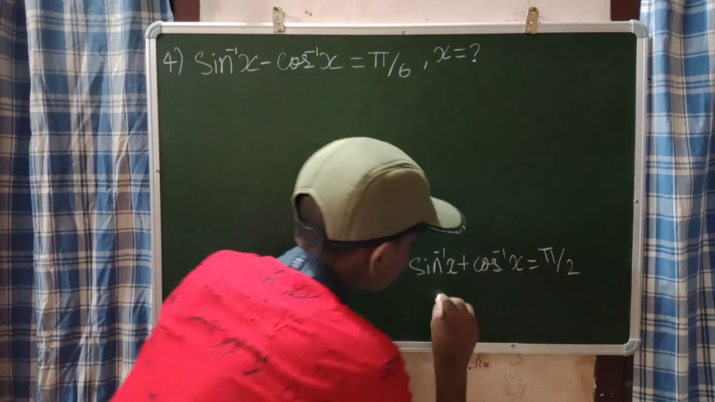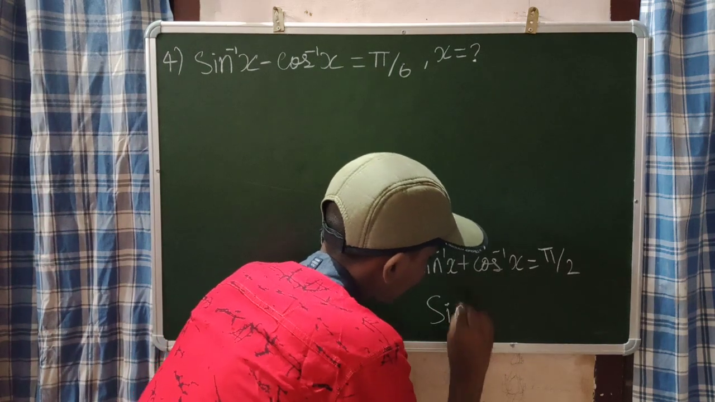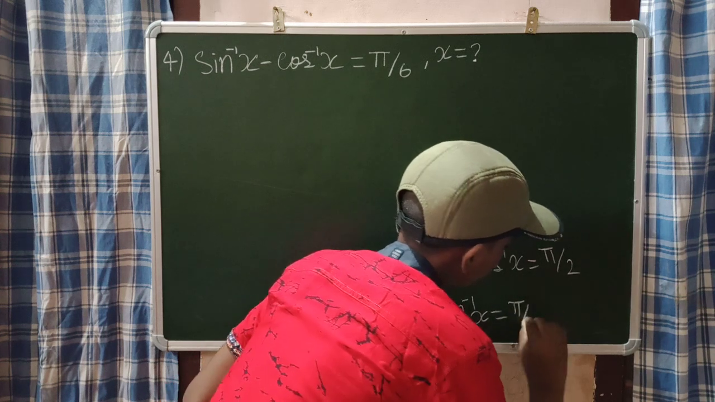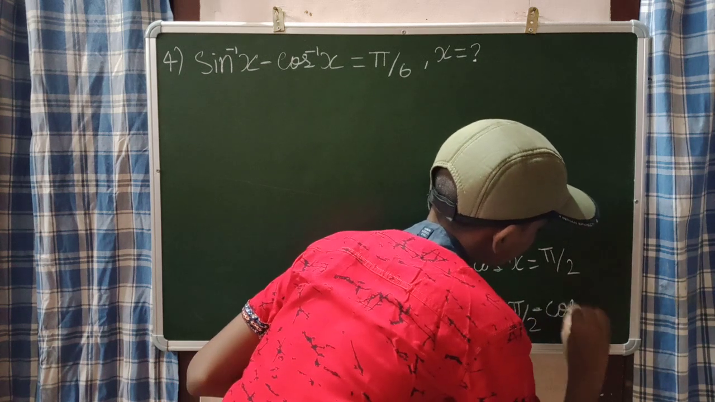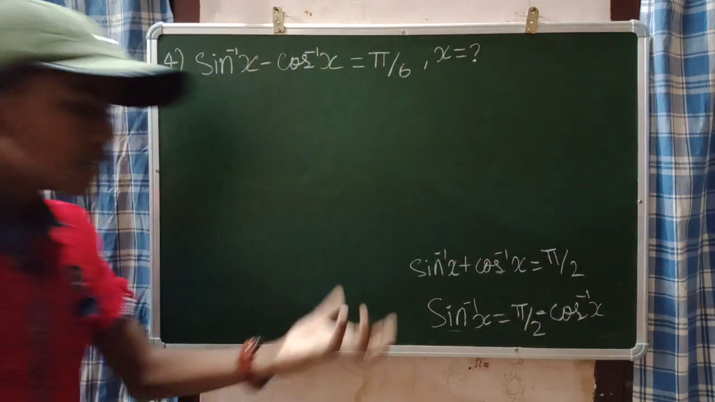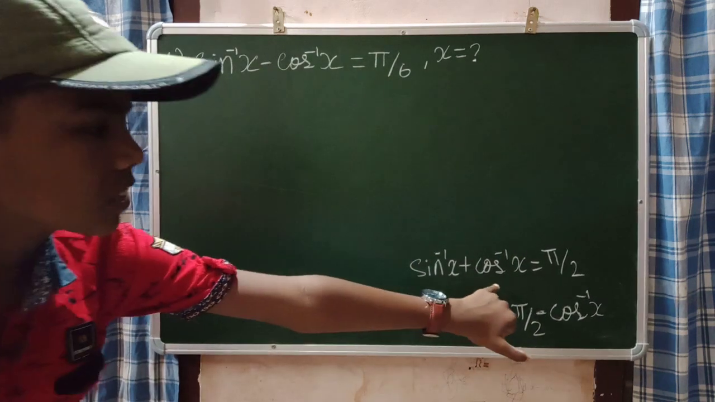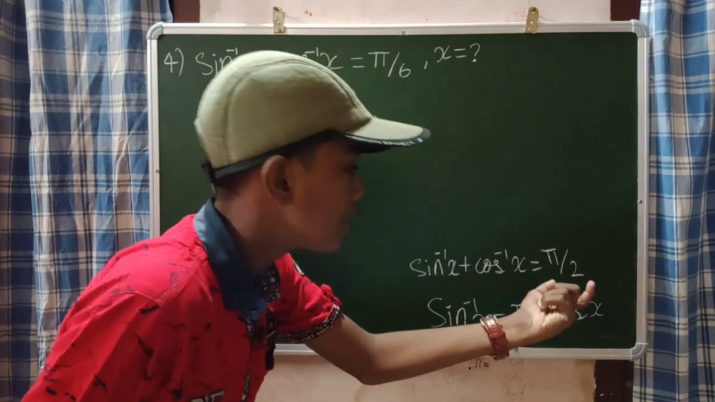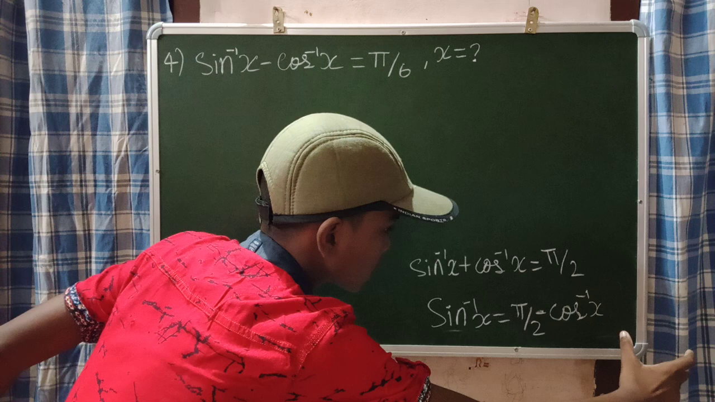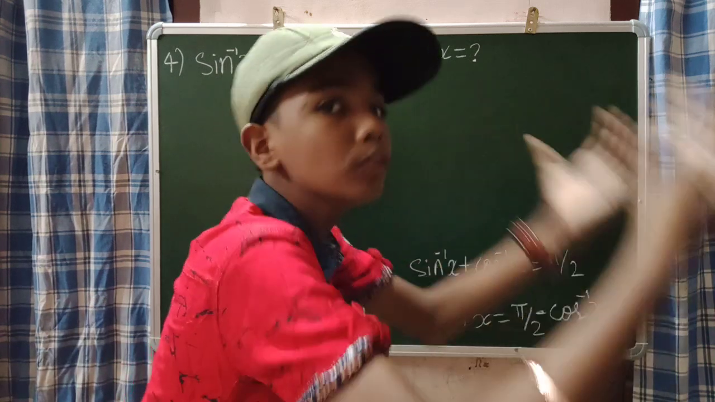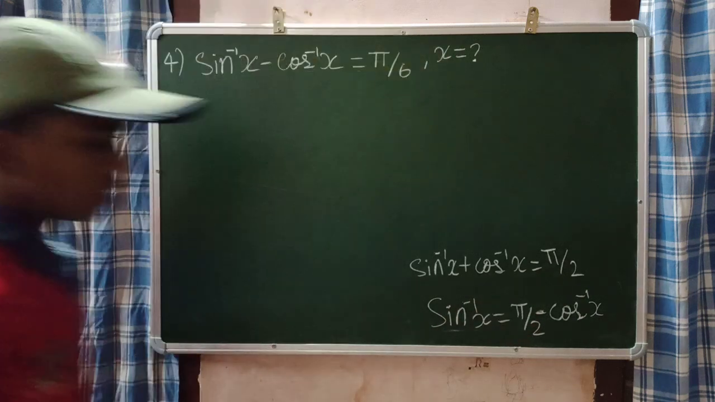From this you would say that sin inverse of x will be equal to pi by 2 minus cos inverse of x. Correct now guys? This is a very simple thing which you know. Sin inverse of x plus cos inverse of x is equal to pi by 2, which means sin inverse of x will be equal to pi by 2 minus cos inverse of x, because cos inverse of x goes to the right hand side and becomes negative.